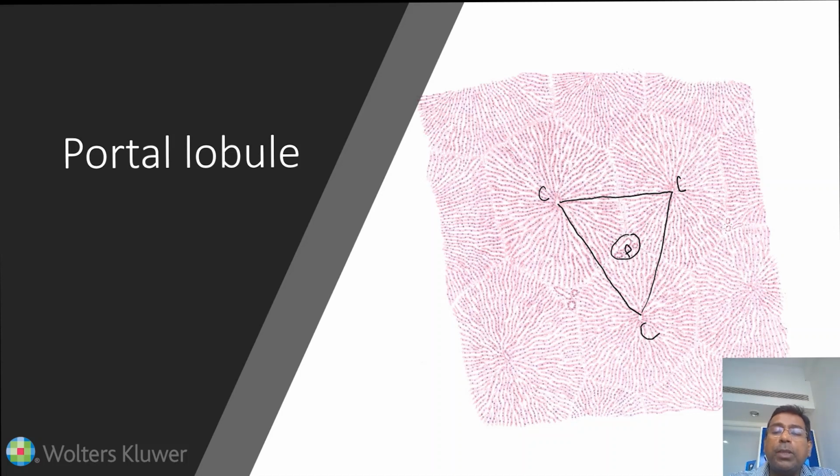So the bile secreted by the hepatocytes in this triangular region is collected into the bile duct present in the center of this triangular unit in the portal triad at this location. So all this bile here will come to the bile duct present in the portal triad, which is present in the center of this triangular unit. So that's the portal lobule.